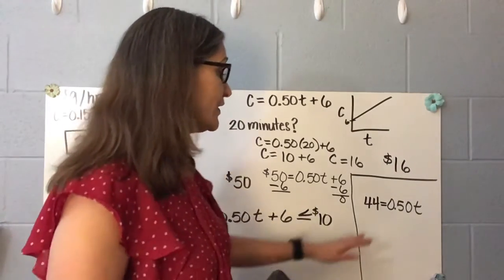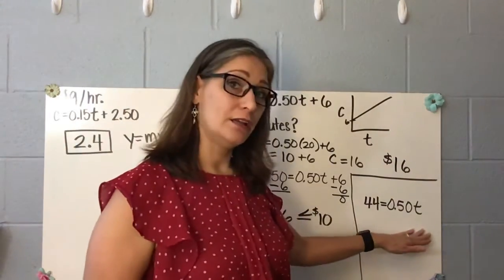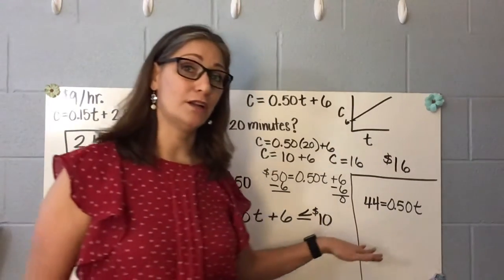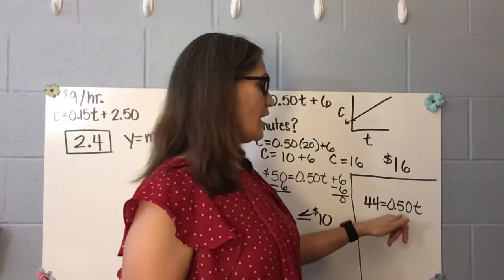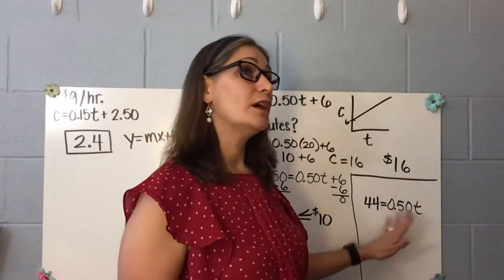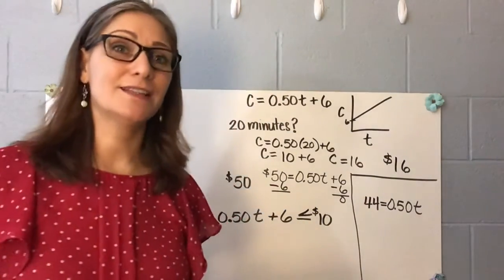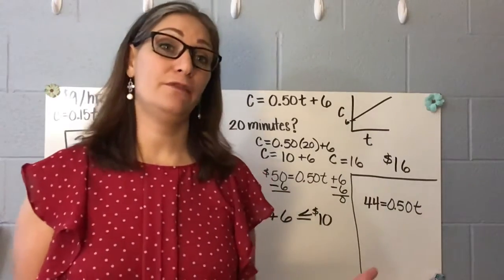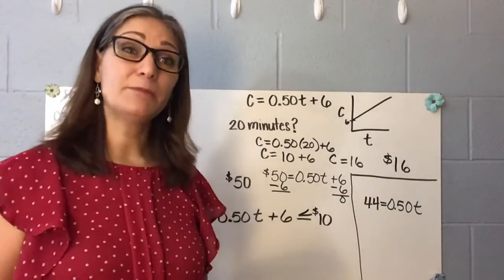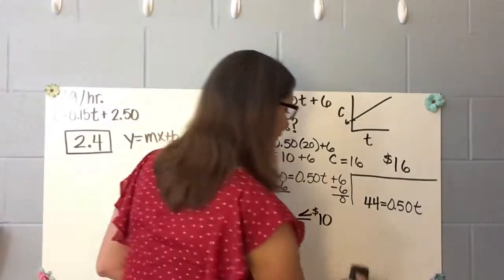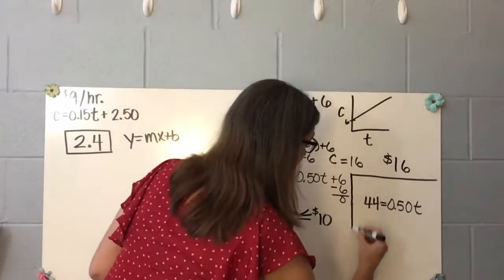Okay, so now I have half of something is equal to 44. Now, if you think about that backwards, so you want half of some number that equals 44. So that tells us that the number is going to be bigger than 44. Now, you probably already figured out that's 88. Let me show you how that works mathematically to make sure you're being very accurate with your math.